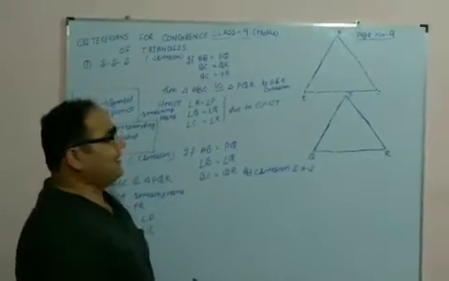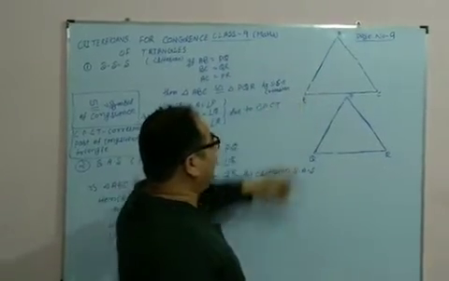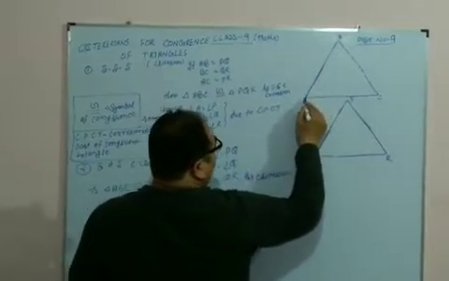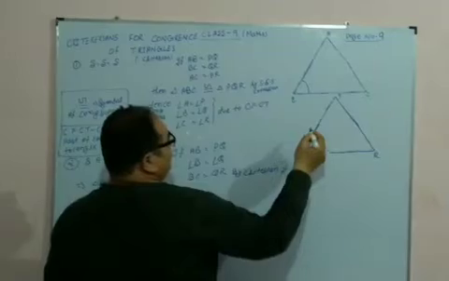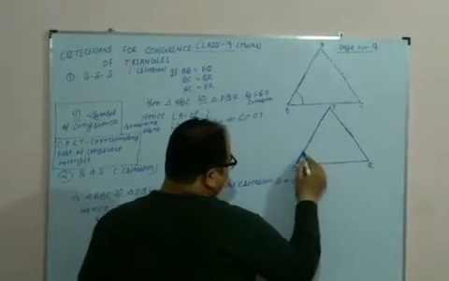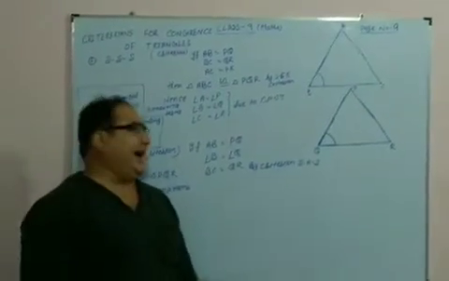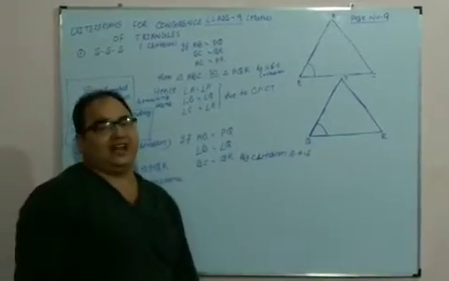It means you can say that the two sides AB and BC form angle B, and PQ and QR form angle Q. So it is an angle included by these two sides.